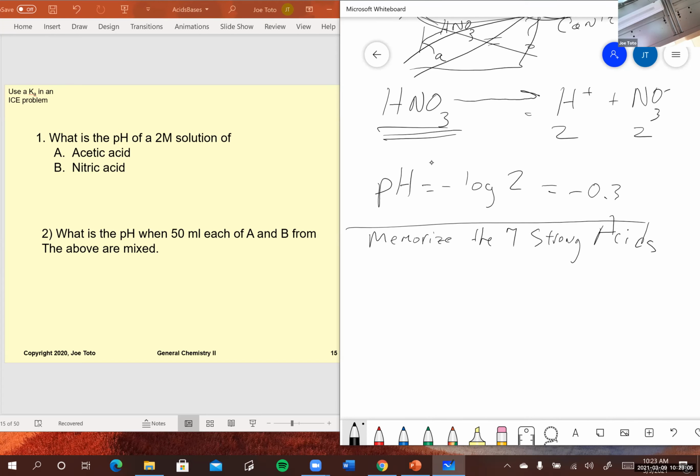All right, number 2. This is an interesting problem also. Now, what if we take those 2 solutions from 1 and we take 50 mils of each and we put them together, we mix them? What's the pH of that mixed solution? And how would I even go about finding that? Anybody have any possible approaches to do this? How are we going to do that?